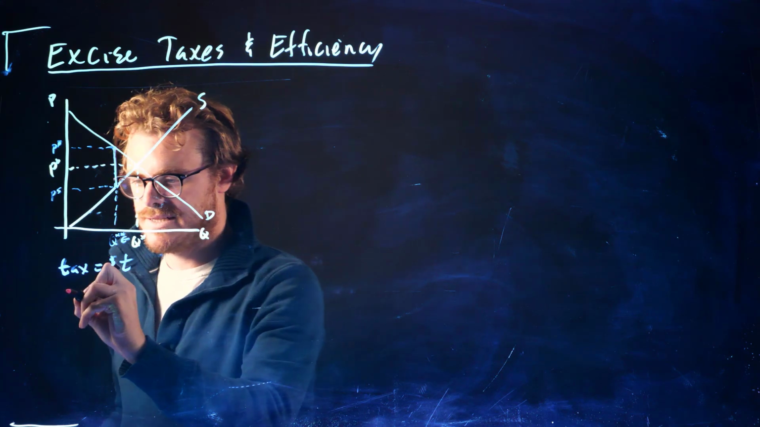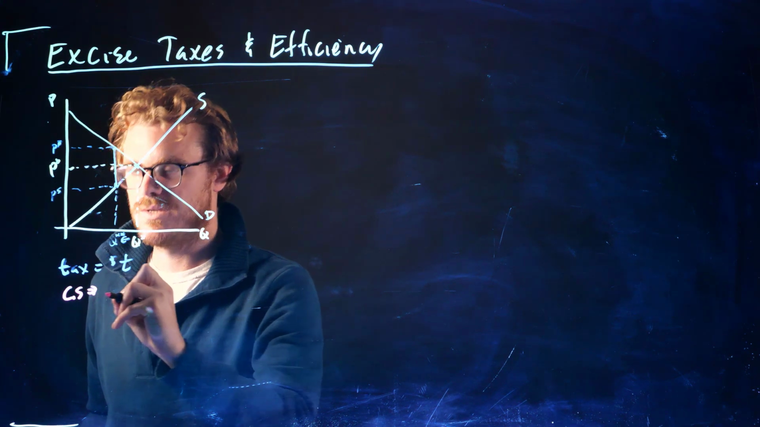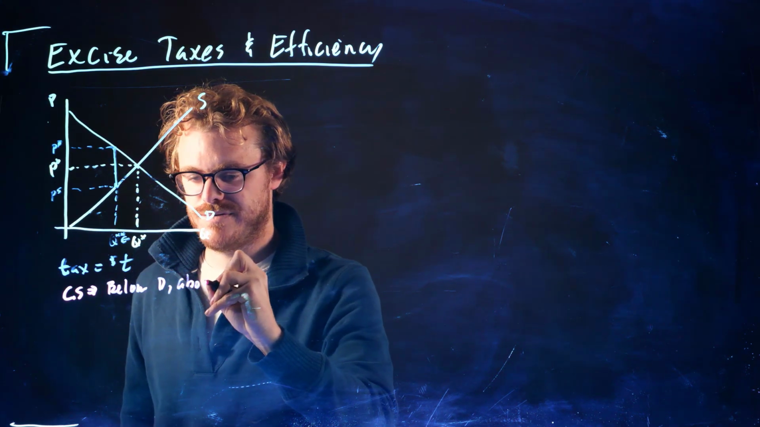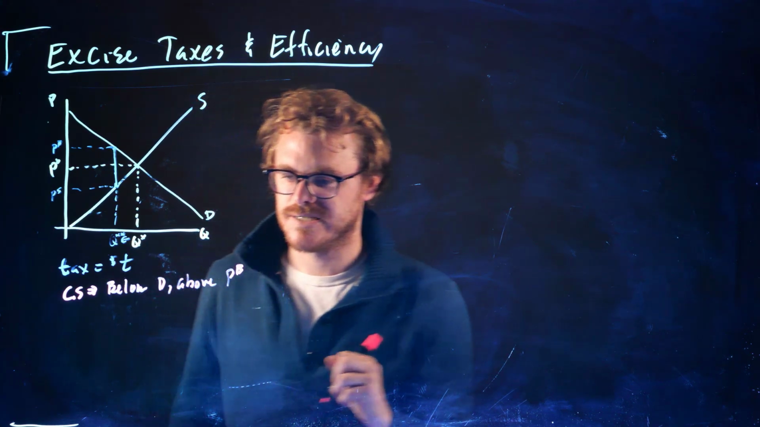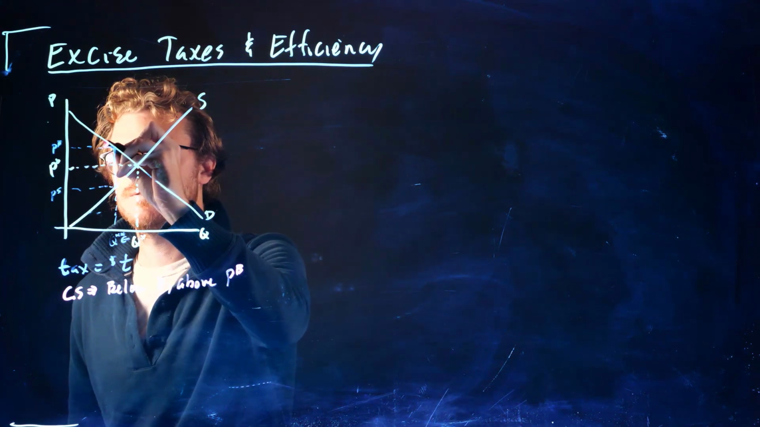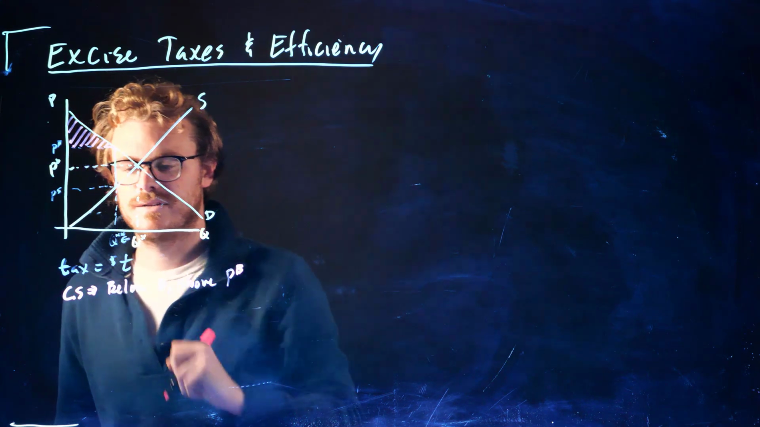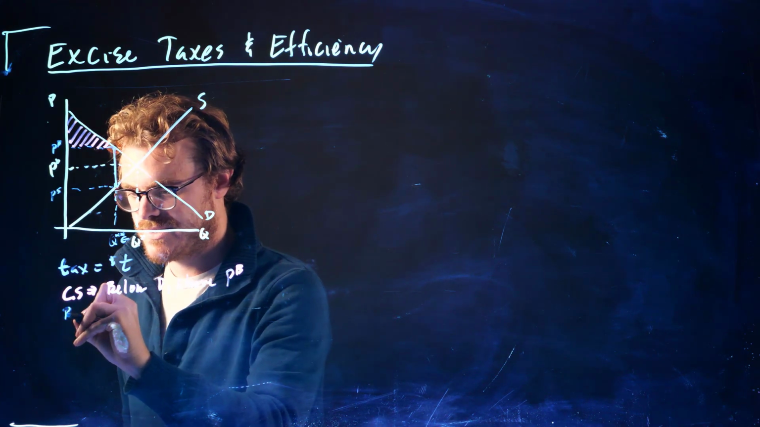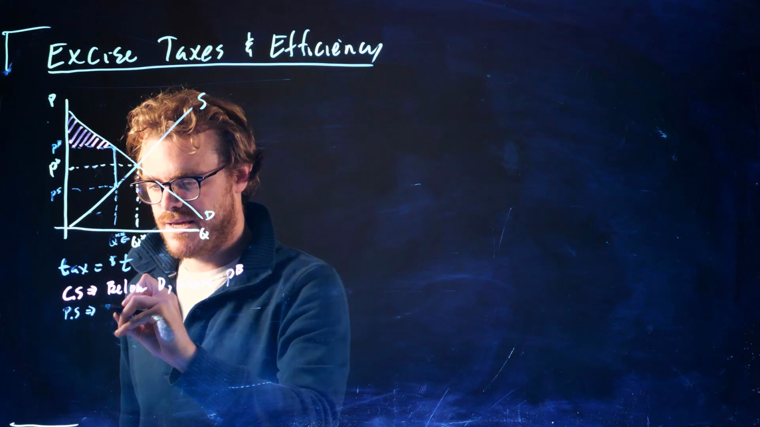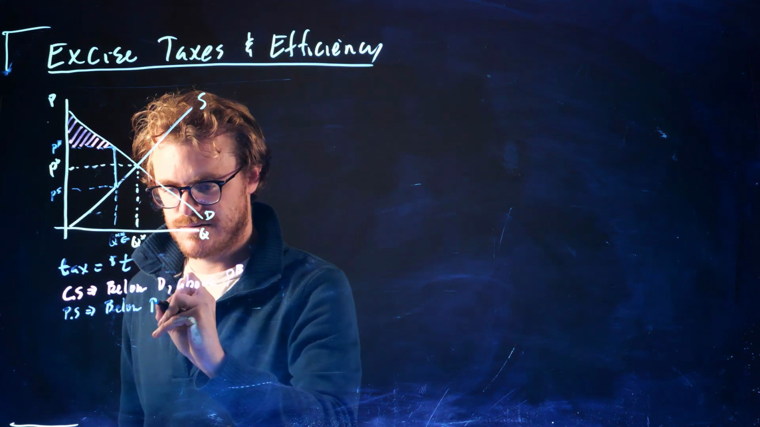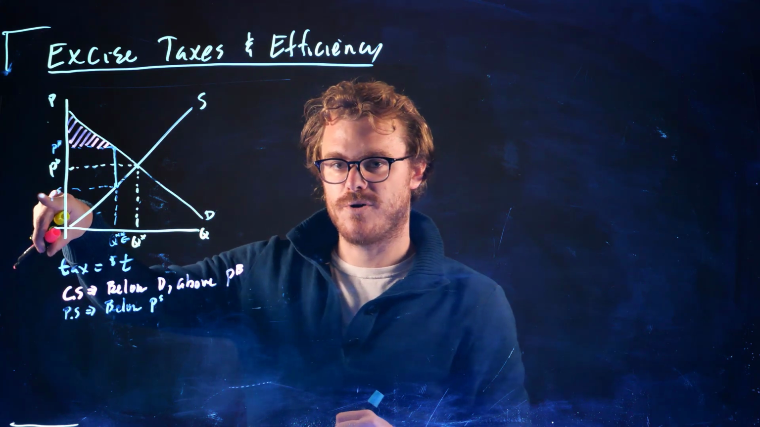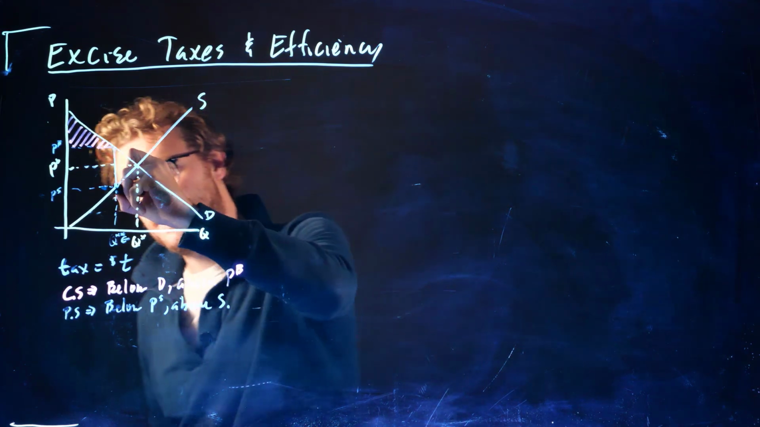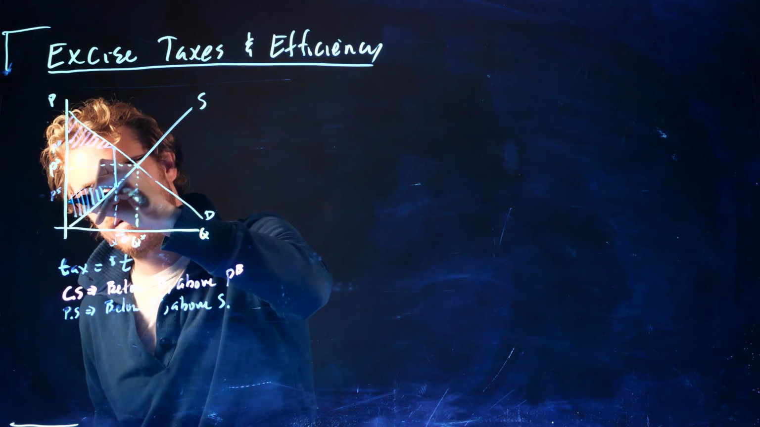All right, so the first thing is, let's talk about consumer surplus. So remember, this is below demand, above the price. In this case, the price the buyers pay is PB. So this area here is the consumer surplus. Now, producer surplus is going to be below the price. In this case, PS is the price the sellers get, and above the supply curve. So that's this area here.